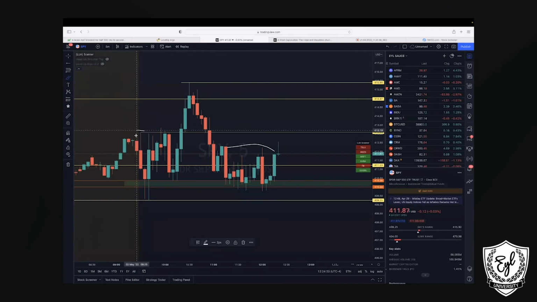Because we know that, look, we have so much resistance. And then this resistance became support here, and it became support here. So now we are forming support. Should we get into a trade right now when it comes to SPY? Yes or no? Not at all. We don't know where this is heading. I mean, look at this.